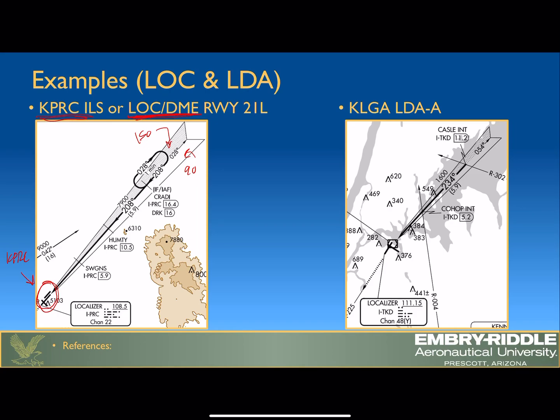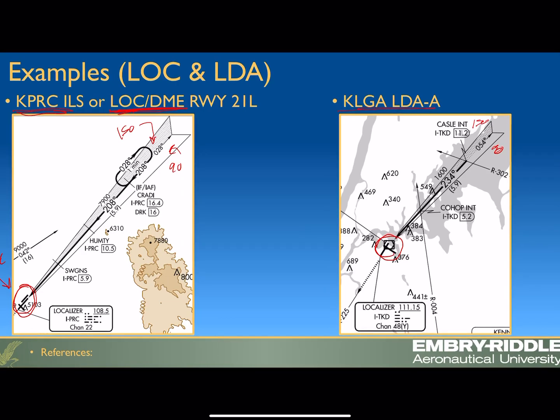Now, if we look at KLGA here over on the right-hand side, you'll notice that we are working with an LDA-A. And it looks similar. They both look pretty similar. You can see we have this similar feather or arrow shape. You can see the 150 side, the 90 hertz side. You can see that they're shaded similarly. So they look very similar. But if we look at our airport down here, KLGA, you'll notice that the LDA does not perfectly align with the runway we are landing on.